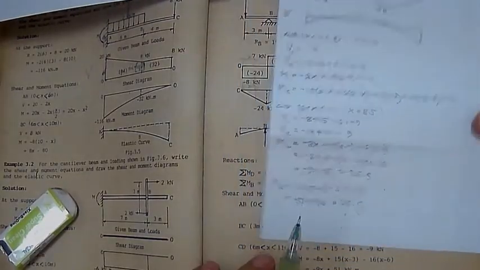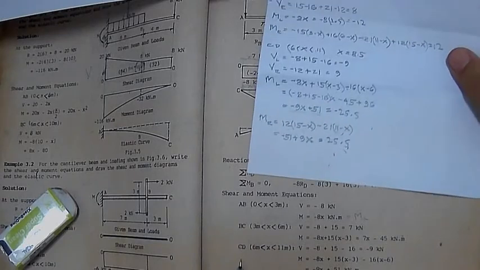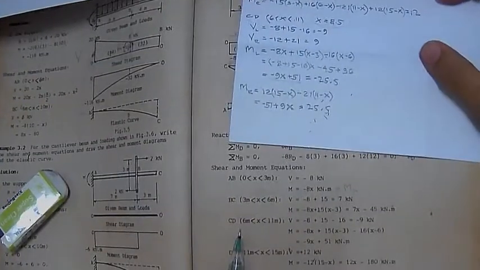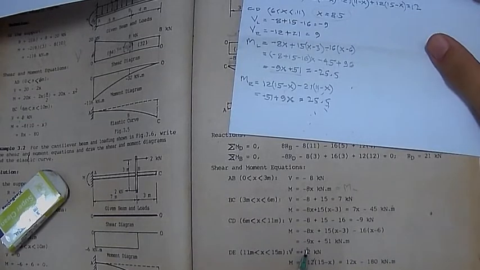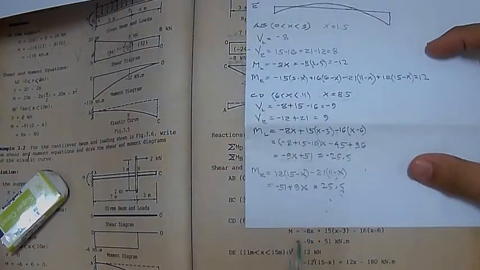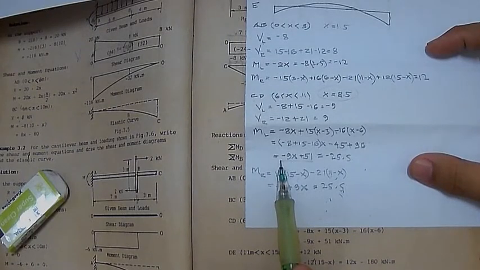Now let's compare this with the book. Dito lang tayo sa CD. Ang ginamit ni CD is negative 9x plus 51, which is the same as your moment left. Okay?